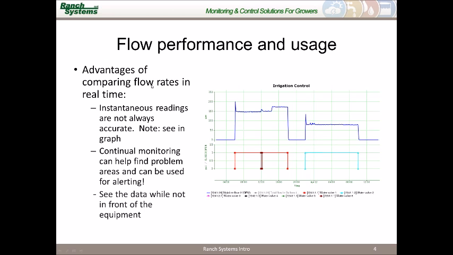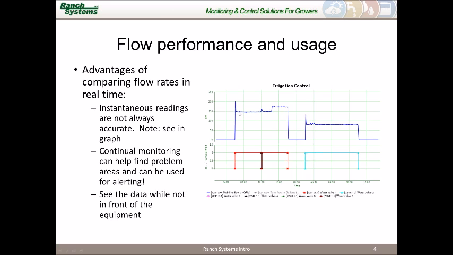So the advantage of comparing flow rates in real time is that your instantaneous readings are not always accurate. For instance, if you're standing in front of a flow meter and you're looking at a gauge, you may notice that, as you can see here in the graph, when the valve is opened up, we have an inrush of up to 200 gallons per minute. And then after about 5 minutes, you see that it settles down to 150 gallons per minute, and with some spikes in between. So with using the ranch system software, we provide the visual interface for all these data points in a way in which you can visualize this in a more meaningful way.